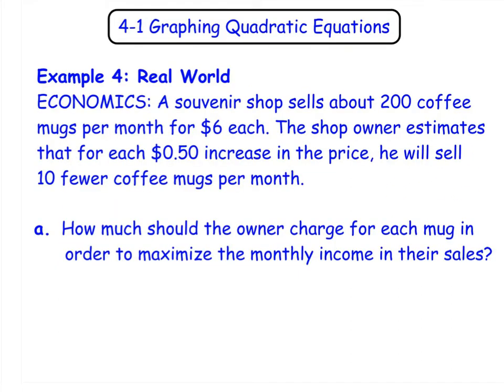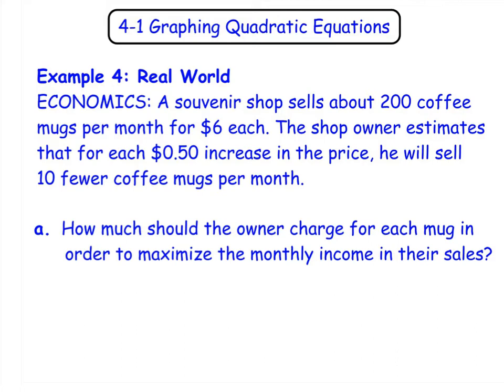Okay, the last example is a real-world problem, and it involves some thinking here. So a souvenir shop sells about 200 coffee mugs per month for $6 each. The shop owner estimates that for each 50-cent increase in price, he will sell 10 fewer coffee mugs per month. How much should the owner charge for each mug in order to maximize the monthly income in their sales?